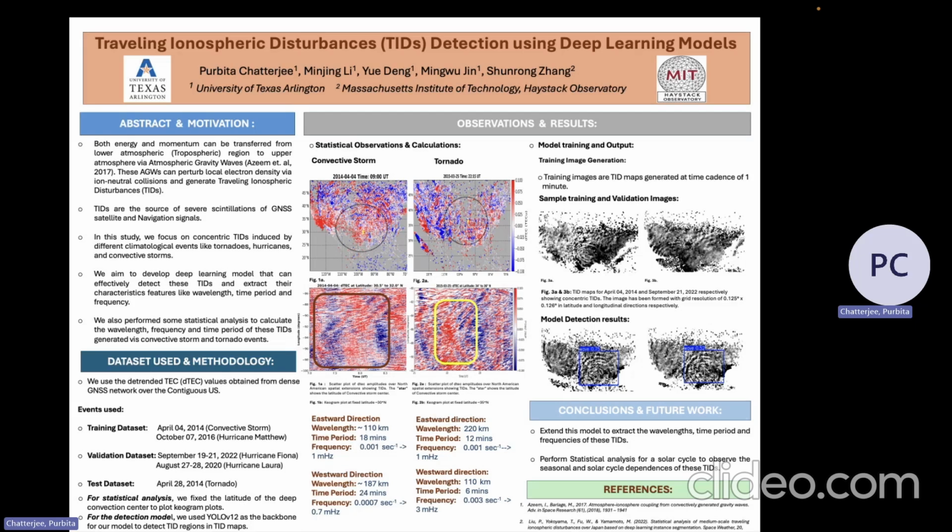The TEC values, the total electron content values, that have been collected from these GPS receivers have been detrended to observe the small scale variations of these TIDs, and that is what I have plotted here.